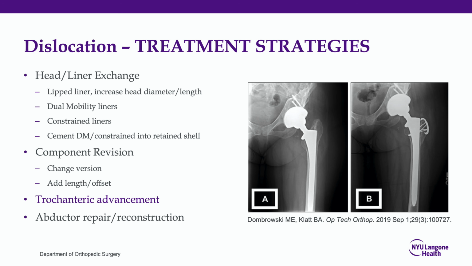When there's really nothing else to fix, trochanteric advancement can add tension to the abductors. It's a technique that is not used as much now as it was in the past when we had fewer articular options, but this remains a very valid treatment option. And finally, if there's an abductor deficiency, repair or reconstruction can be a great option.